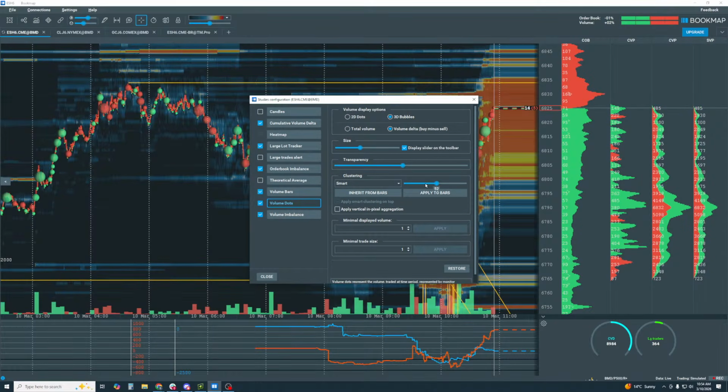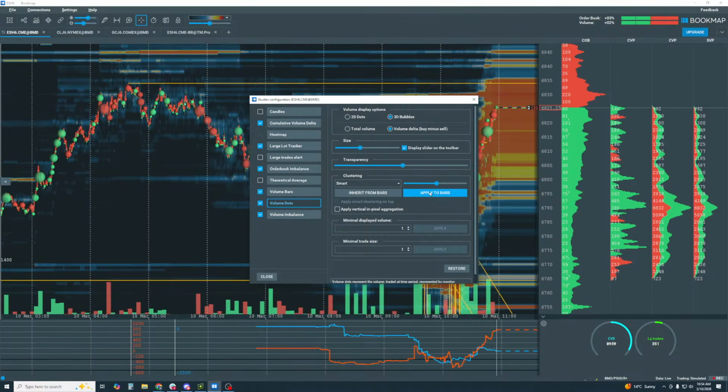It is the default setting. I might have moved a few things here and there, but just a little bit. It's mostly default. I'm using volume delta here. This is buy minus sell, right? So it's not total volume, it's buy minus sell. And then what I do is I apply to bars here. You can click on this button here, and then apply to the bars.